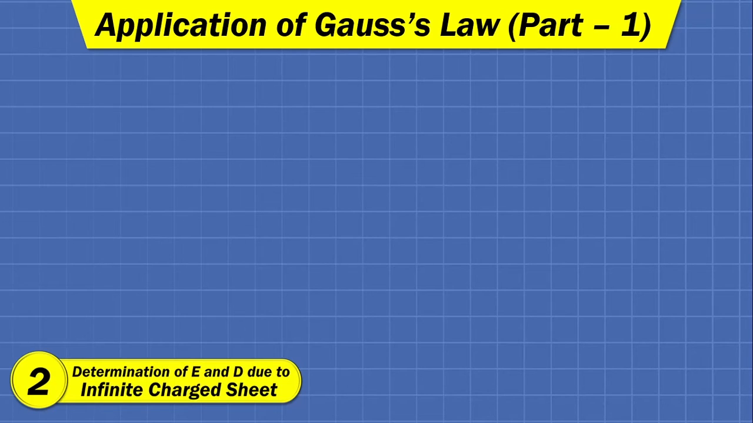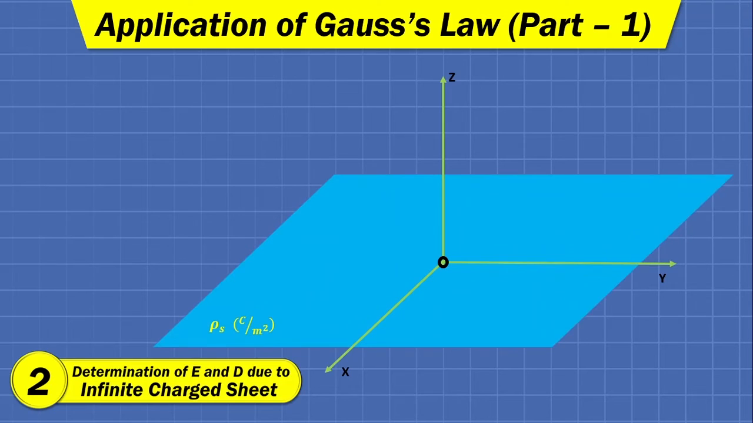Now, for the same case we are going to determine E and D, but this time we will use Gauss's law. So again we assume a Cartesian coordinate system and an infinite sheet of charge with surface charge density rho s coulomb per meter square placed on the xy plane, and we need to find the intensity and density due to this infinite sheet.